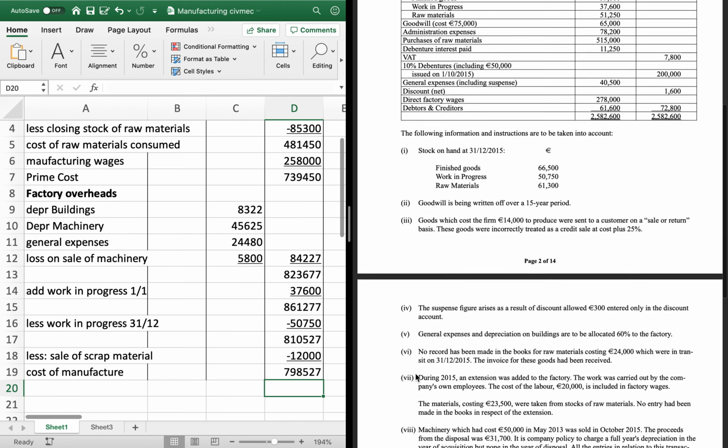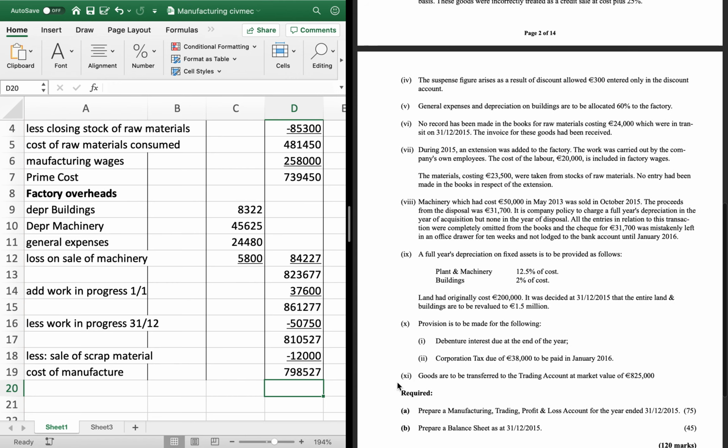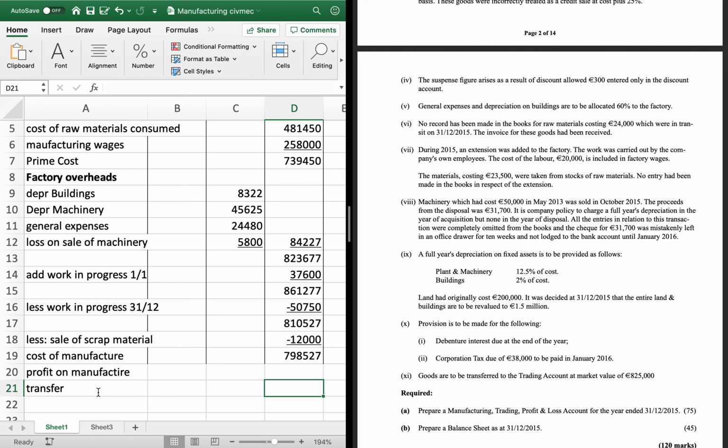I'm going to show you this thing down here, which you'll see in some of the older questions, which is goods are to be transferred to the trading account at a market value of 825. I'm pretty sure it's illegal to do that. But anyway, you put in profit on manufacture and transfer. Okay, so the transfer is at 825,000. That's what we're going to put them in, transfer to the trading account at, which means there has to be a profit on manufacture of the difference between the two of them. So it's the difference between the 825 and the 798,527, a profit on manufacture of 26,437.